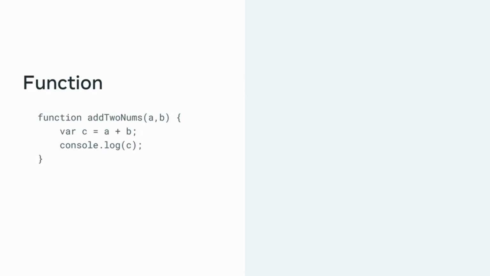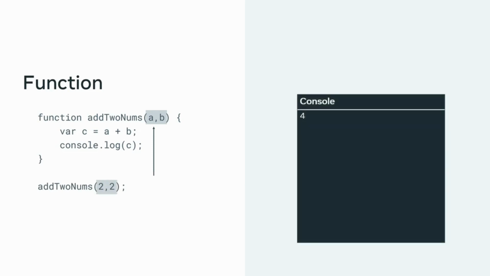To do this, you need to pass values to the function. These values are known as function parameters and are placed inside the function definition. The values passed to the function are called arguments. Let's explore this a little further now.